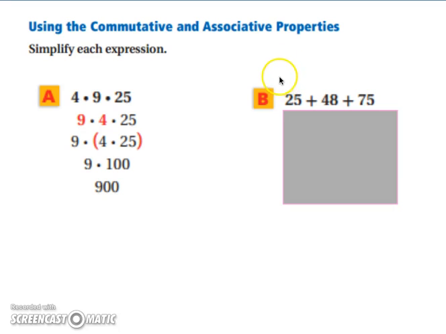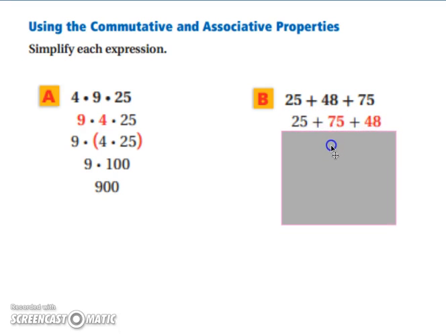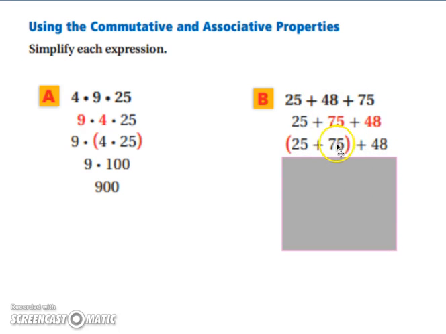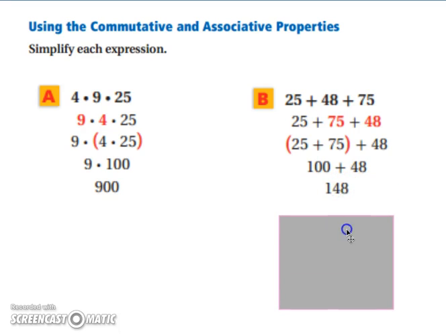Now that you've had a moment to try it on your own, let's try it together. So we're going to switch our 75 and our 48, because it doesn't matter which ones we're switching around, they're all addition. That way we can group our 25 and our 75 together, because 25 and 75 give us 100, which ends with 148.